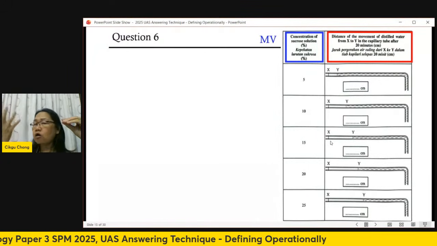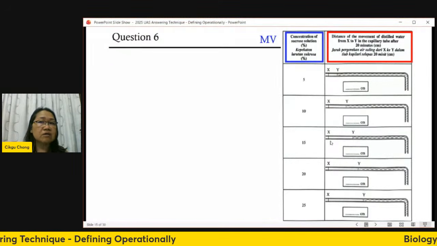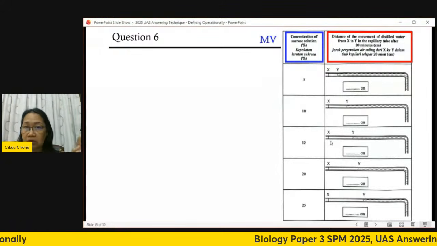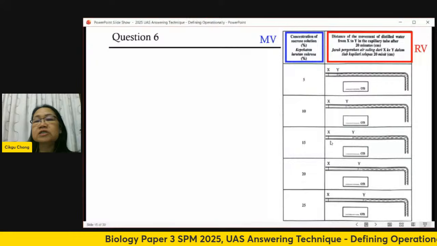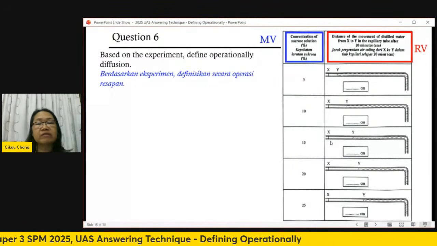The more concentrated the sucrose is, the more water will leave the Visking tubing. Therefore, this distance will become longer. More water will go inside. So what's the question? The question here is based on the experiment, always, right? They always write it in front there.